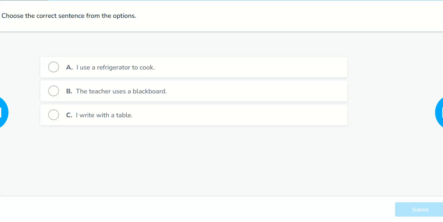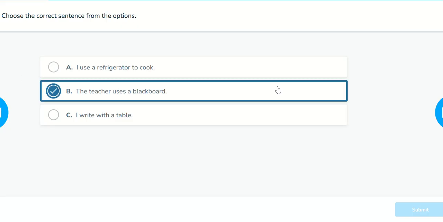Choose the correct form from the options. I use a refrigerator to cook. The teacher uses a blackboard. I write with a table. If you said B, the teacher uses a blackboard, that is correct.